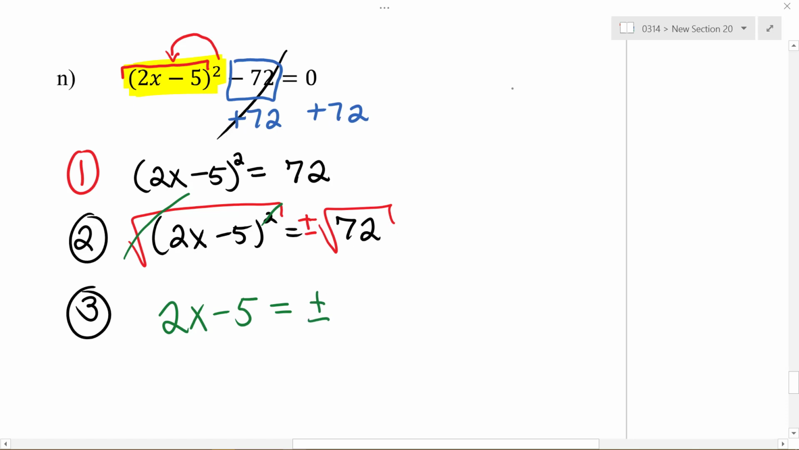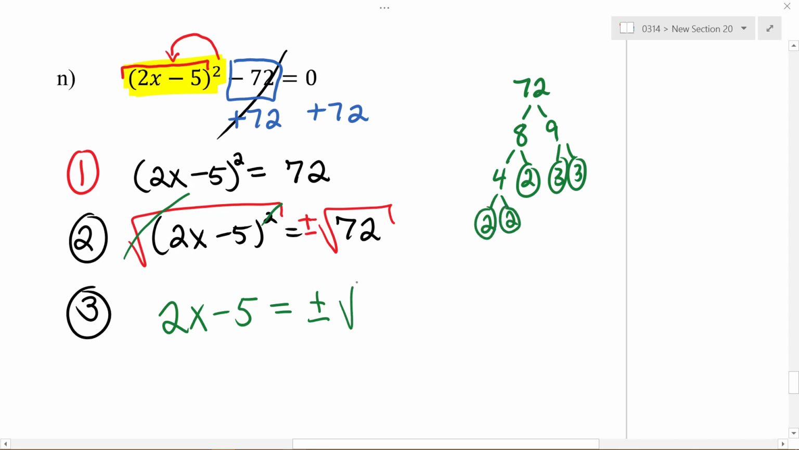Now let's simplify the square root of 72. It's a positive number, so I just need to figure out the prime factors of 72. 72 is 8 and 9. 9 is 3 and 3. 8 is, what's that, 4 times 2, keep the 2. 4 is 2 times 2. Right, so there's the prime factors of 72. So I'm just going to copy them all down in here. I have 3 of those and I have 2 of those.